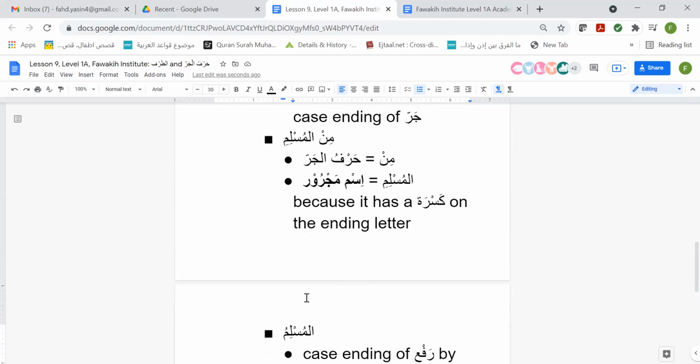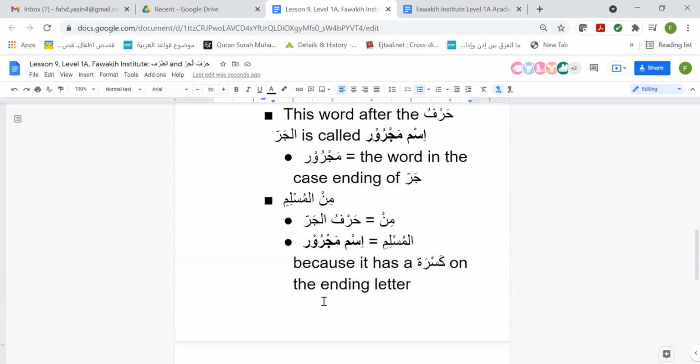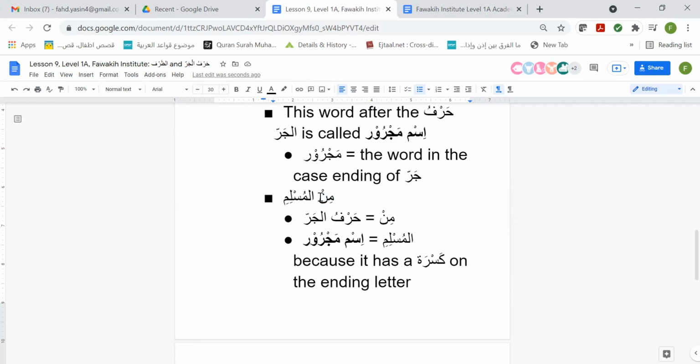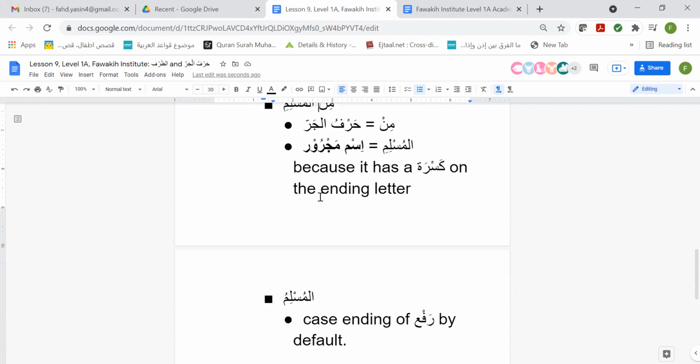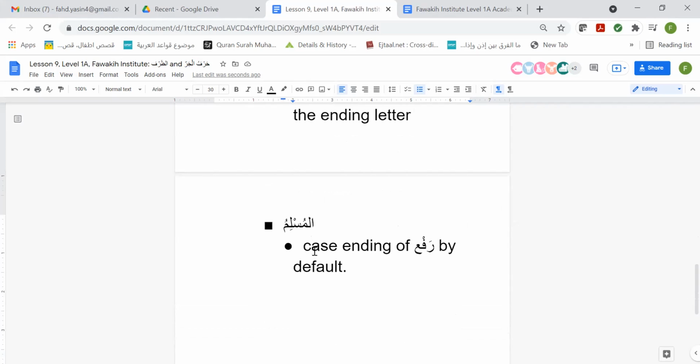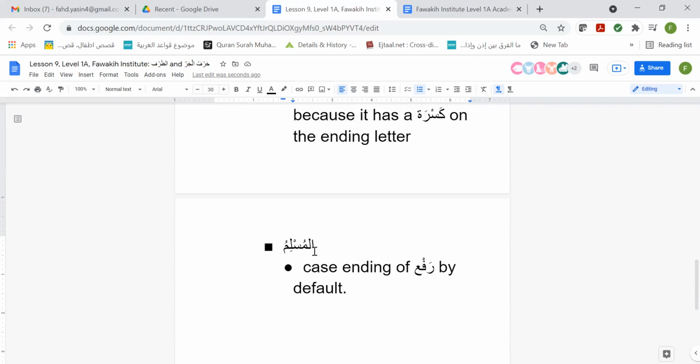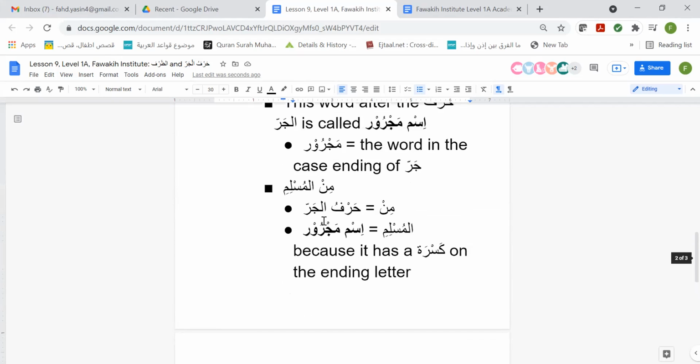If there's something that comes before it that would change it, then we get into a situation like this. Muslim comes after the word min. Min comes first, right? When min comes in, it tells us that we are no longer in the default state, which is rafa. Therefore, because we're not in the default state, we are in another state.